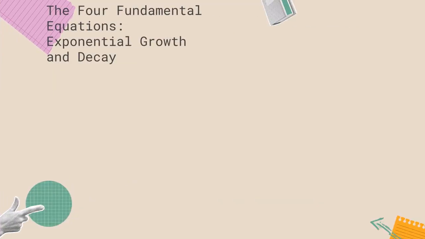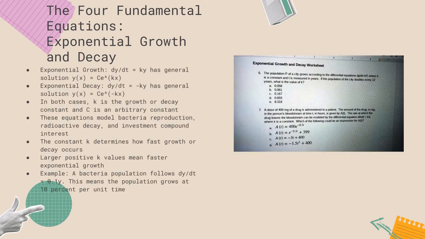The first of the four fundamental equations is exponential growth and decay, described by dy/dt equals ky. This model is used for bacteria reproduction, radioactive decay, and compound interest. The constant k determines the speed of growth or decay.